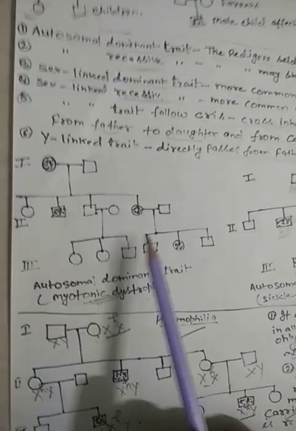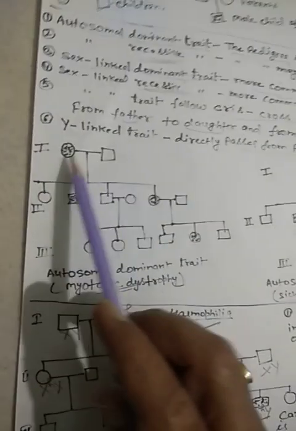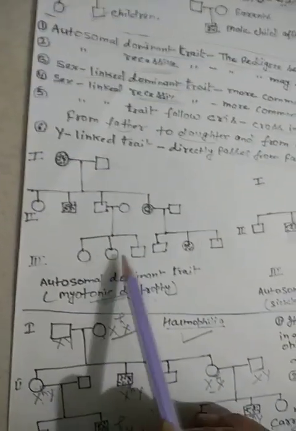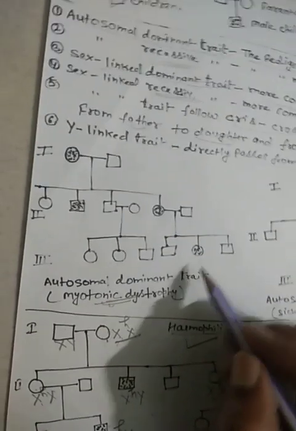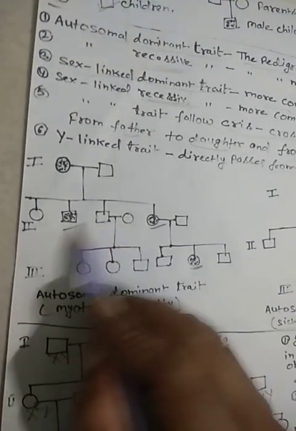So this chart will be autosomal dominant, because the disease appeared in all generations, but it is not sex linked, because the disease appears in both males and females. And the second thing is that it is transferred and present in all generations. So this is dominant, autosomal dominant. So these are the conditions for dominant.